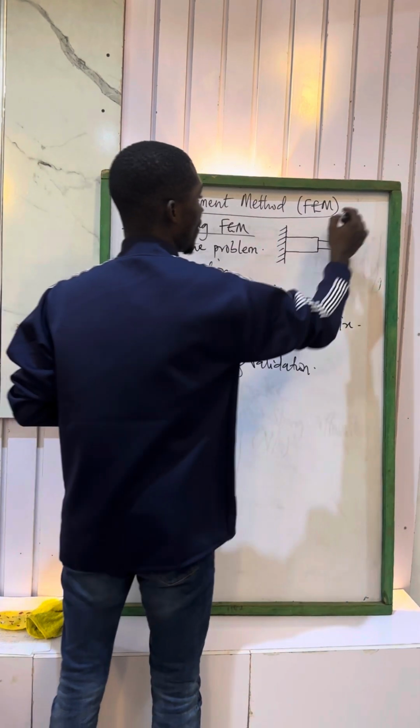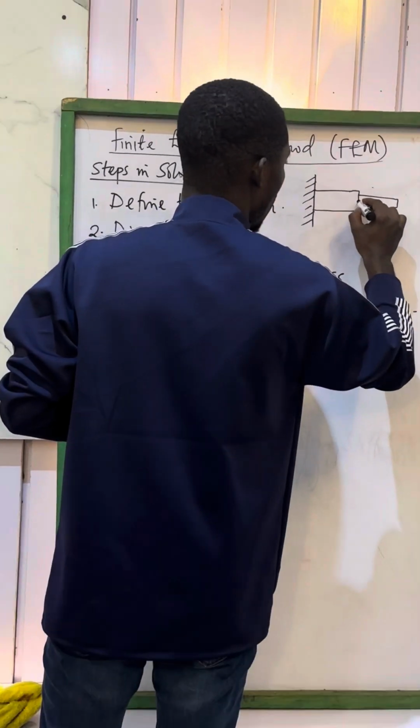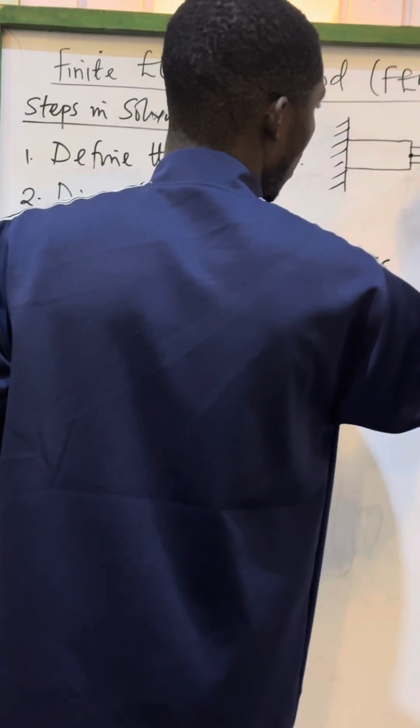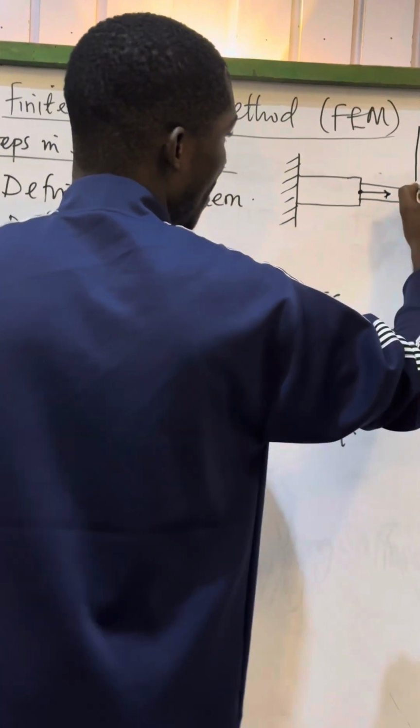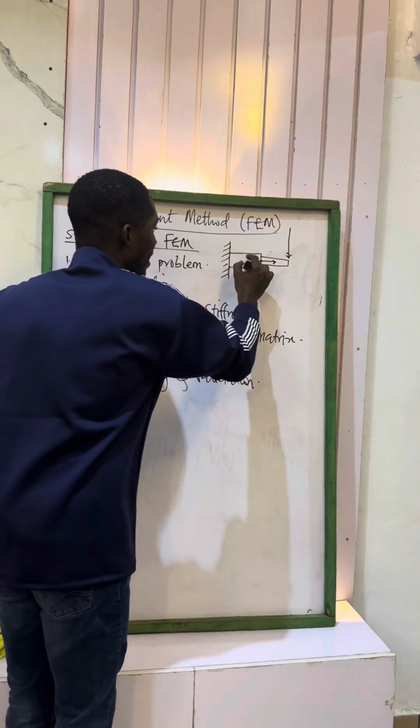Now this cantilever, a force is being applied. Perhaps the force is applied at this point, which you are still going to consider later. The force can be applied here, the force can be applied here, anywhere. You get that? So the force can be applied there. It can even be applied at this point.